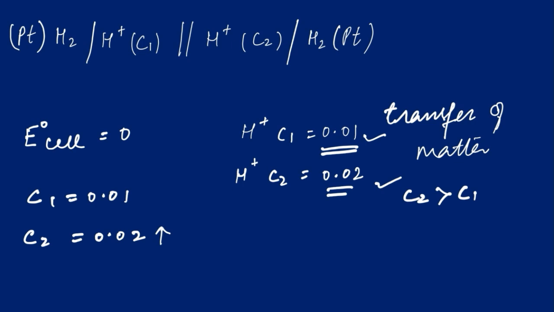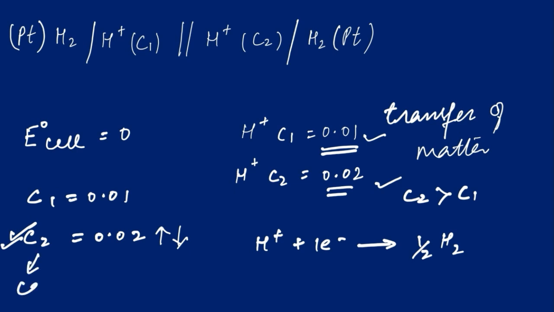So, in the second cell, the one having concentration of electrolyte as 0.02 moles per liter, the concentration of H plus ion has to decrease. How will the concentration of H plus ion decrease? If H plus ion combines with electron and forms hydrogen, then concentration of H plus ion decreases. It means the half cell having higher concentration of H plus ion will act as cathode because reduction will take place in that cell.